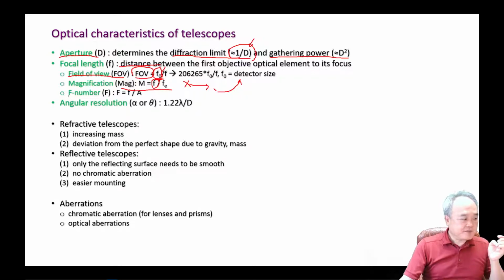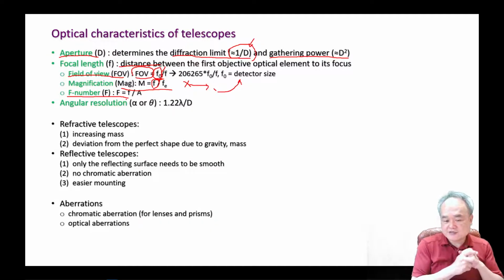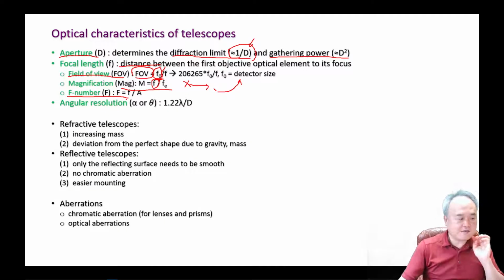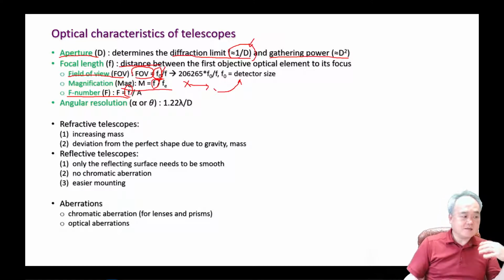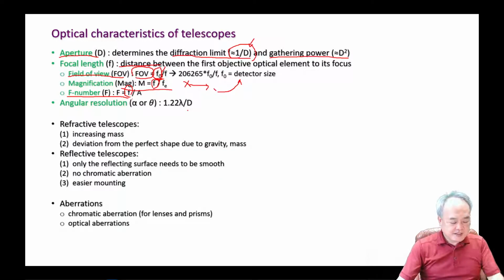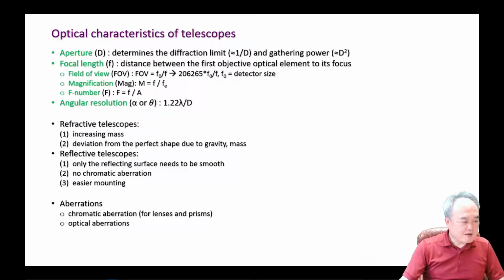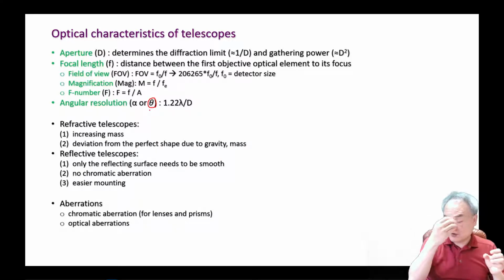Then f number is oftentimes used, especially in astronomical photography, and that is basically the focal length of the primary mirror divided by aperture size. Okay? And angular resolution is one of the important parameters. Oftentimes they denote it as theta, measured usually in arcseconds.